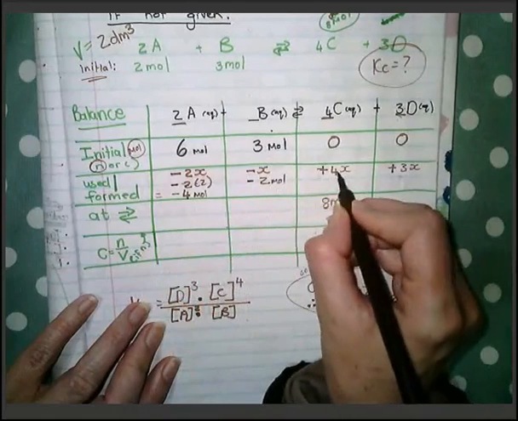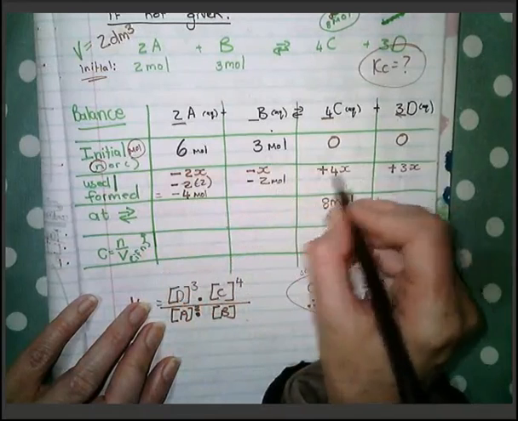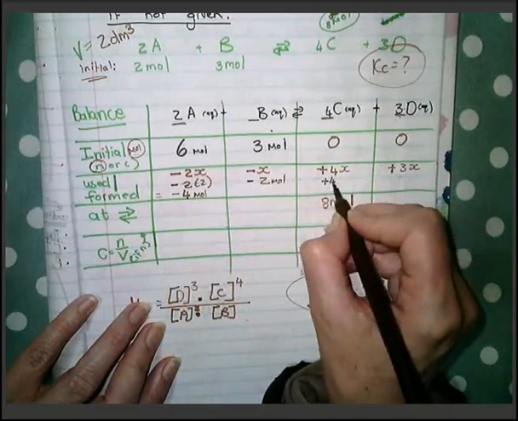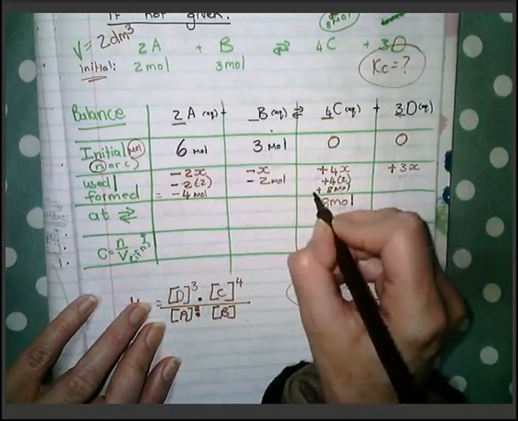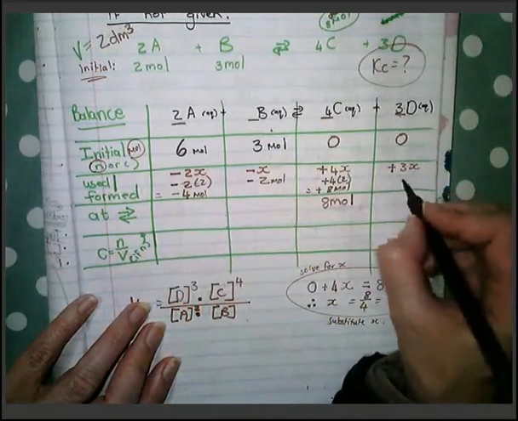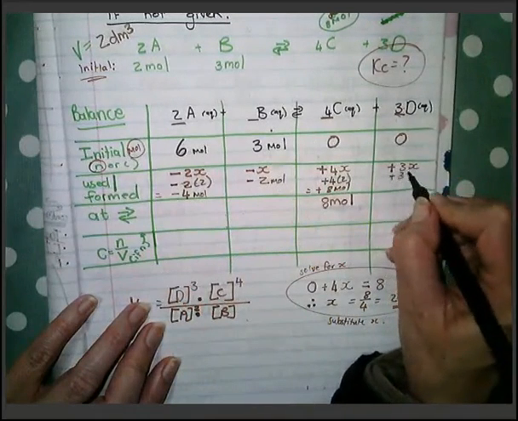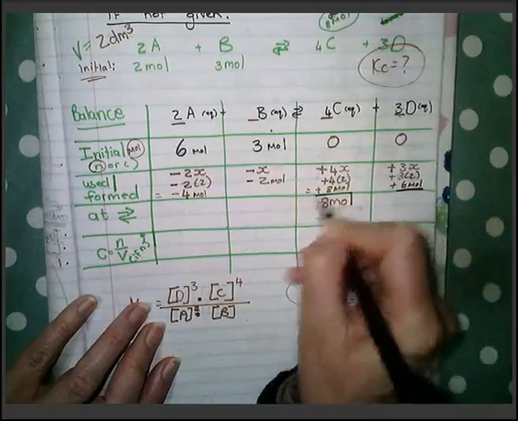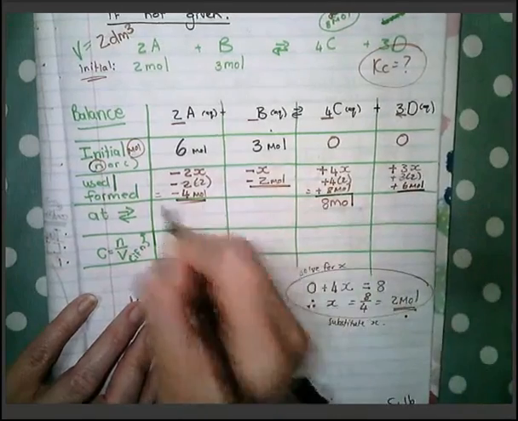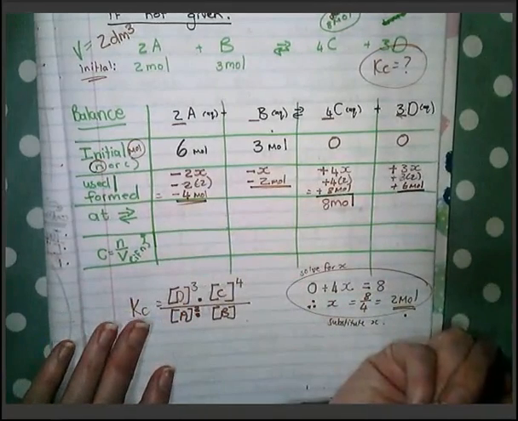This is plus 4x, and x is 2, so it's plus 4 times 2, so it's plus 8 mole. Over here, it's plus 3 times 2, so it's plus 6 mole, right? Plus 6 mole, plus 8 mole, minus 2 mole, minus 4 mole.